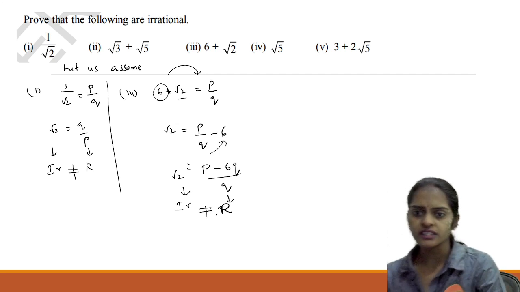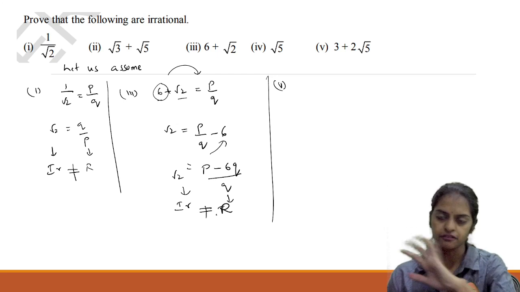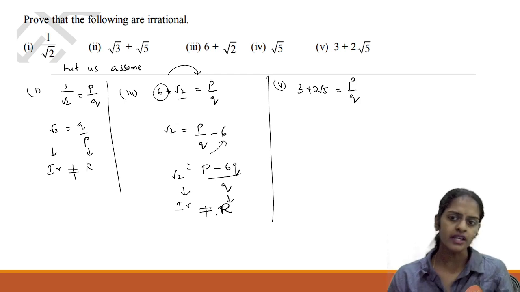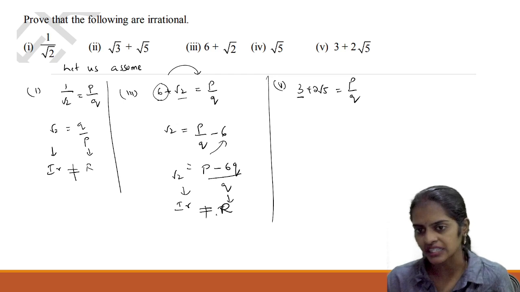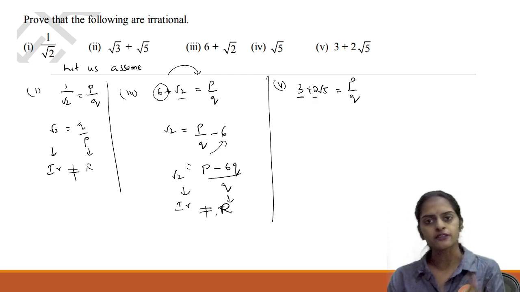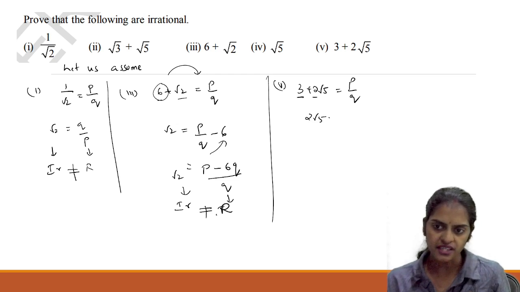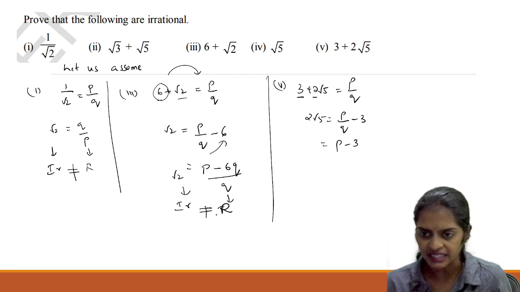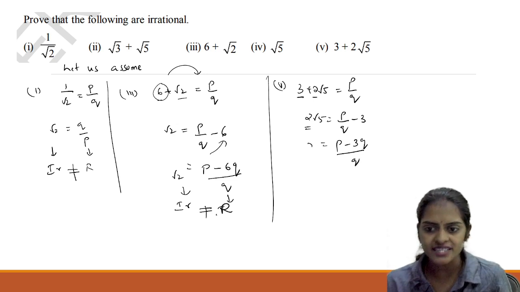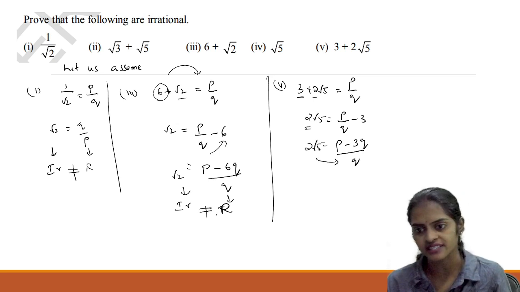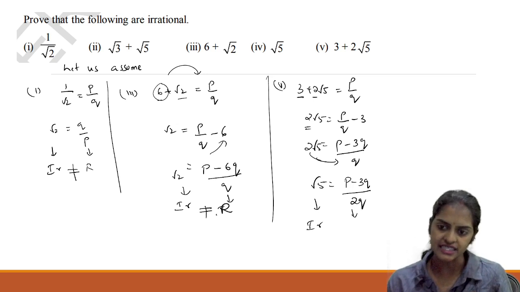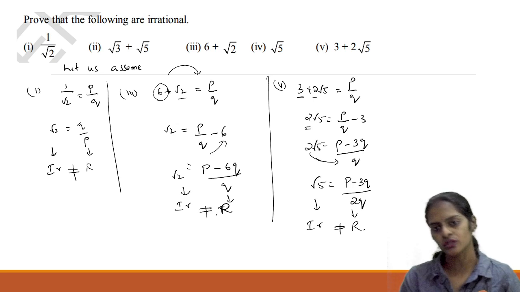Look into the next model, the fifth bit, 3 plus 2 root 5. Again you will take it as rational. First identify which is the rational term here. 3 is rational, 2 is also rational. So you will try to take all rational numbers to one side. So 2 root 5 equal to p by q minus 3. Now let me simplify this, then take 2 to the other side. 2 is in multiplication, so transposing it will become division. So this side is an irrational number and this side is a rational number. So rational cannot be equal to irrational.